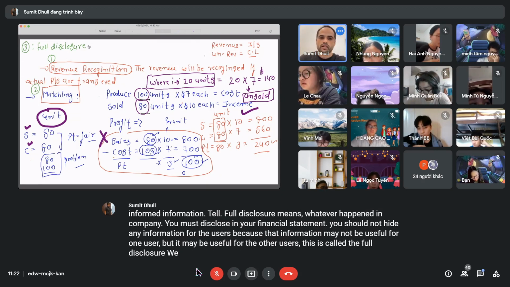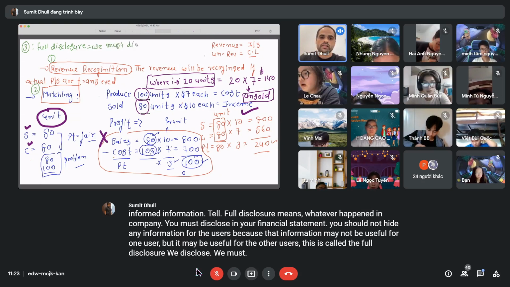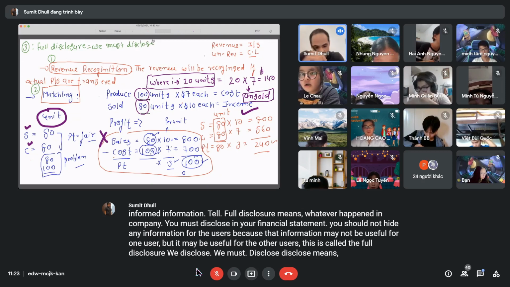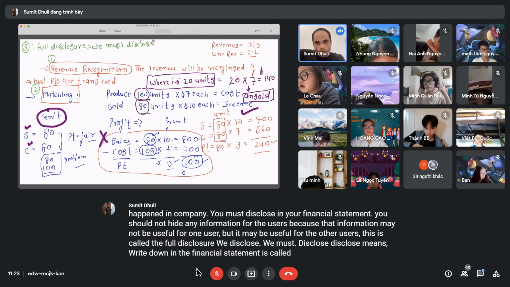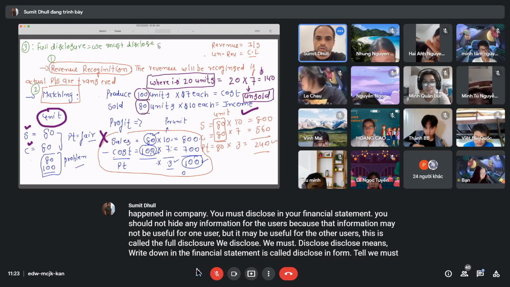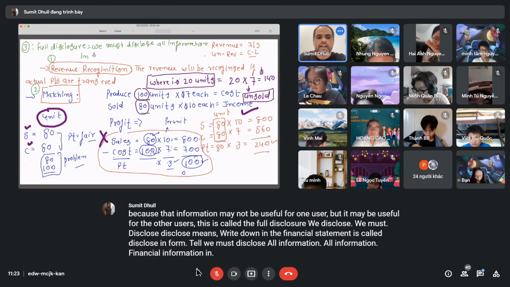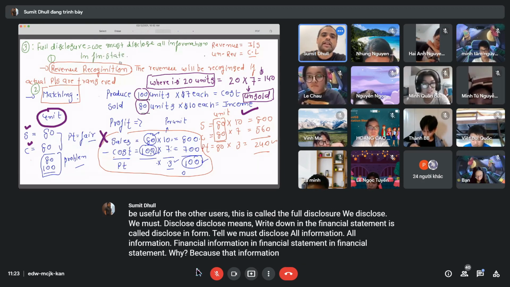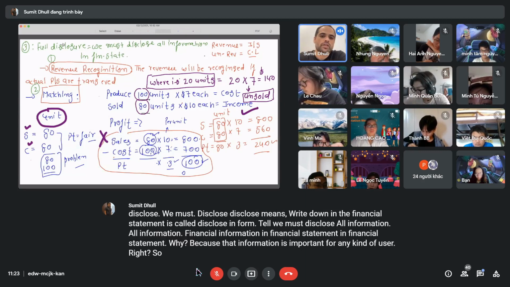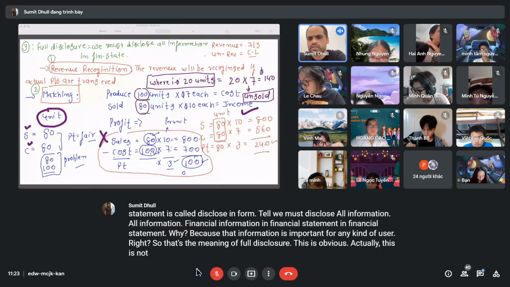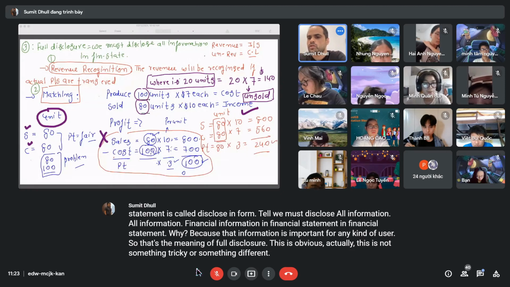We must disclose. Disclose means write down in the financial statement. This is called disclose, inform, tell. We must disclose all financial information in the financial statement. Why? Because that information is important for any kind of user, right? So that's the meaning of full disclosure. This is obvious, actually. This is not something tricky or something different, right?